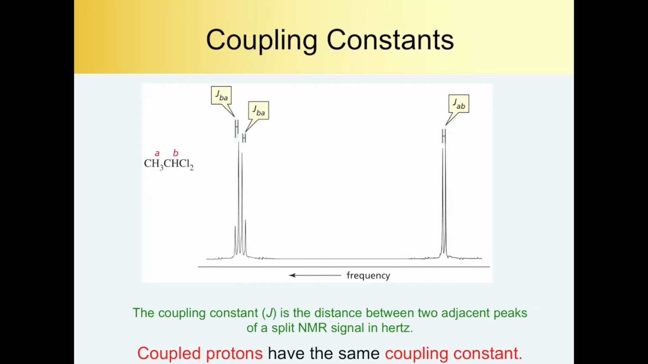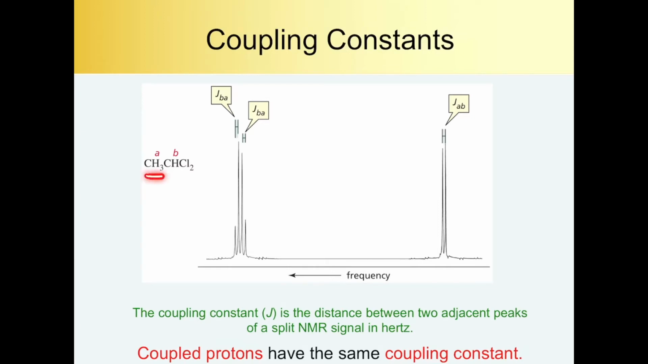Here comes an important concept in NMR spectroscopy called the coupling constant. The coupling constant is generally denoted by the letter J, and it is the distance between two adjacent peaks of a split NMR signal in Hertz. Let me explain this with an example.